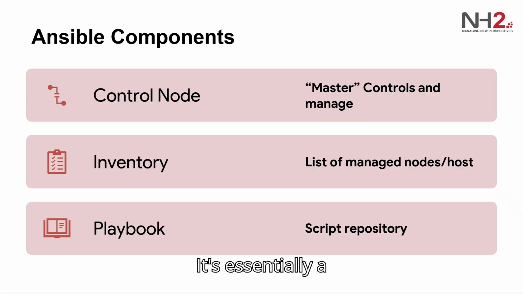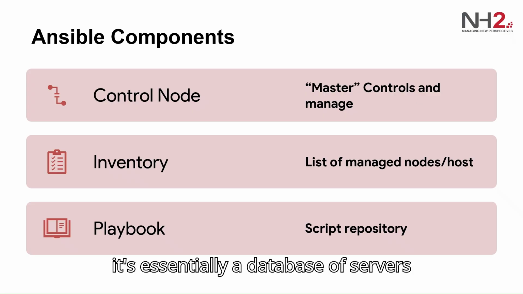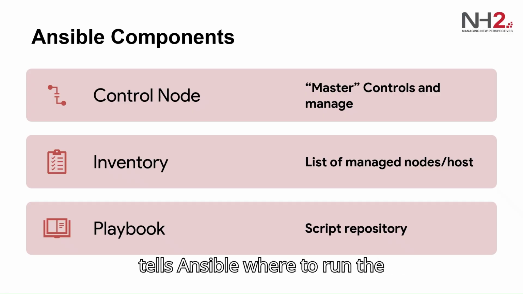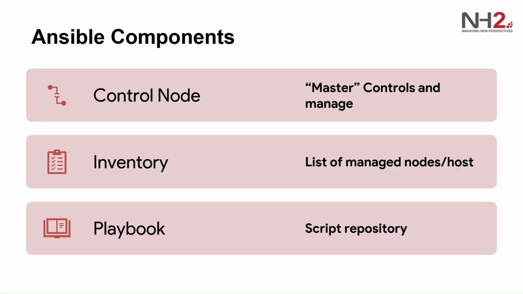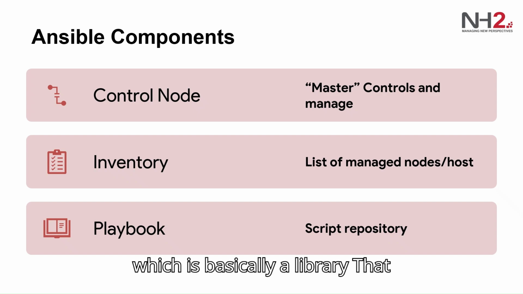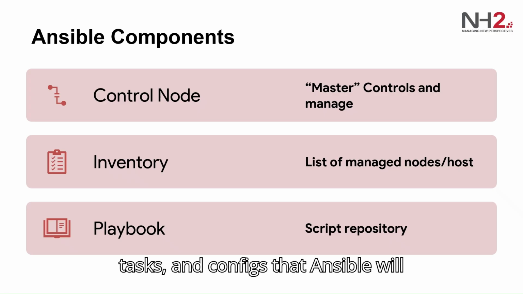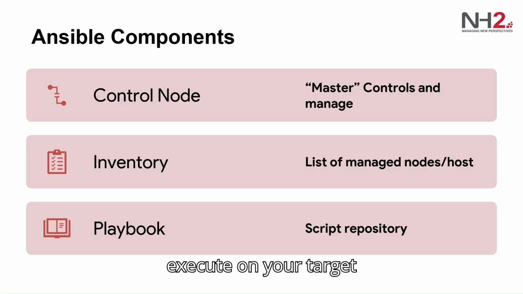It's essentially a database of the servers you want Ansible to interact with. It tells Ansible where to run the automation. And finally, the playbook. These are the heart of Ansible. A playbook is a script repo, which is basically a library that contains all the instructions, tasks, and configs that Ansible will execute on your target servers.